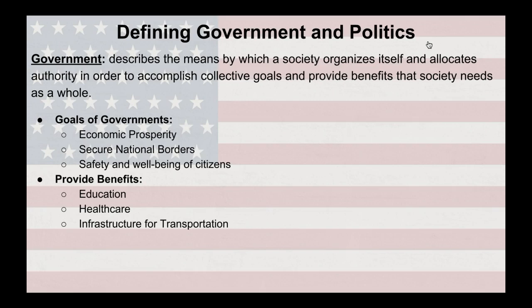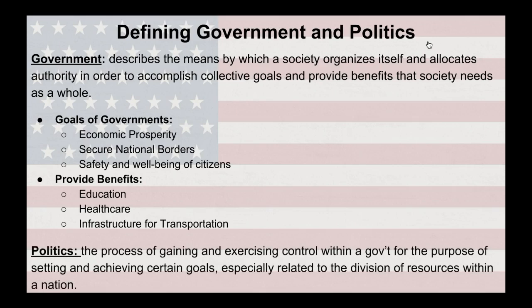And then we also seek the benefits of an infrastructure for transportation so that we have the ability to be mobile and move around. The interstate highway system, railroads and canals and things of that nature. And so it is the government's job to provide these benefits for the people, and it is the goal of governments to secure some of these things in order to have an organized and beneficial society for everyone as a whole.